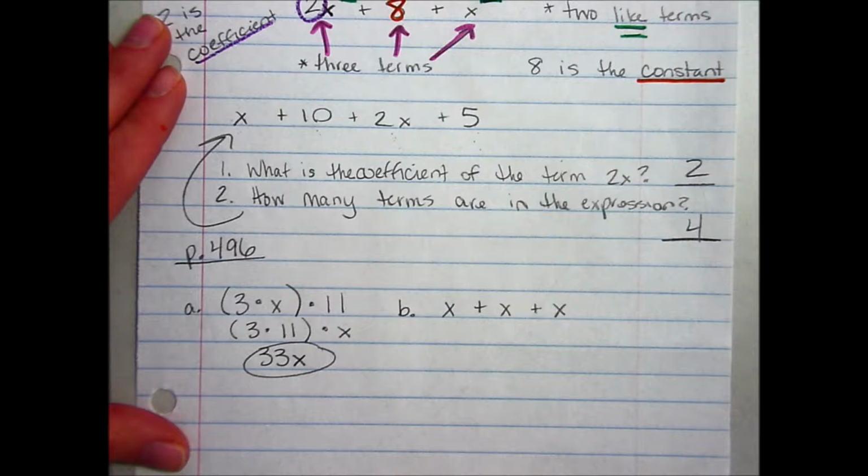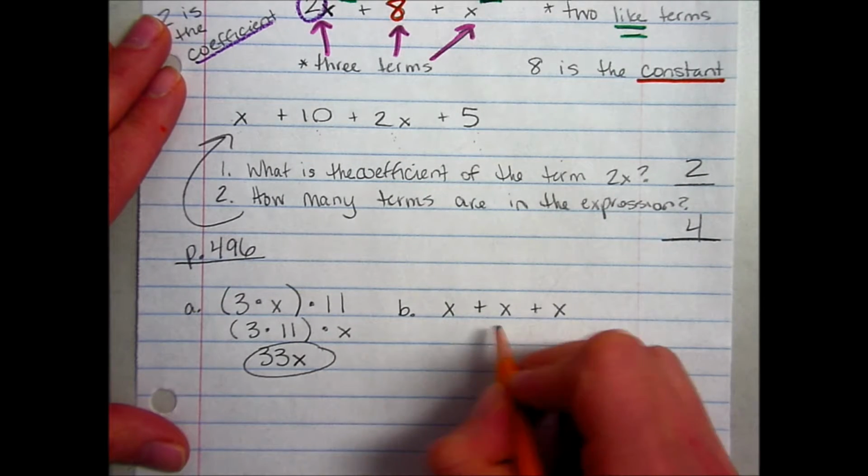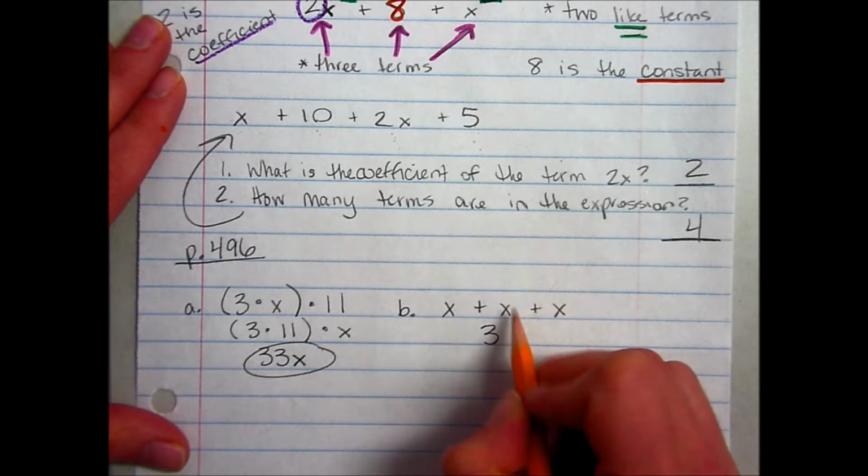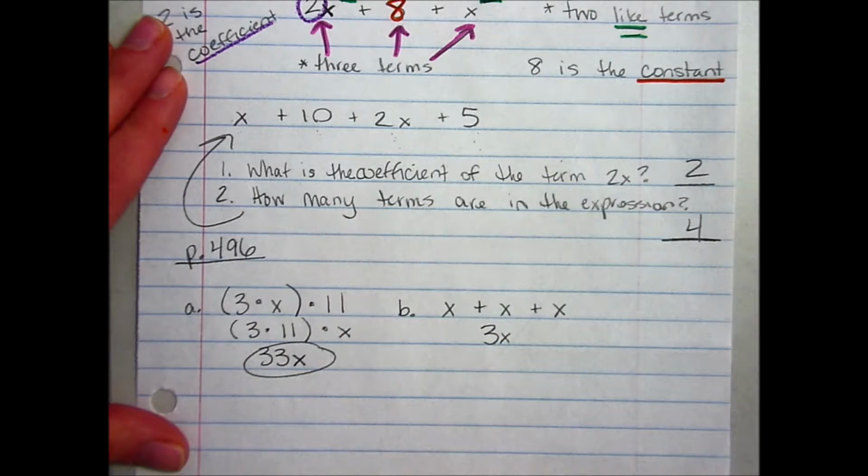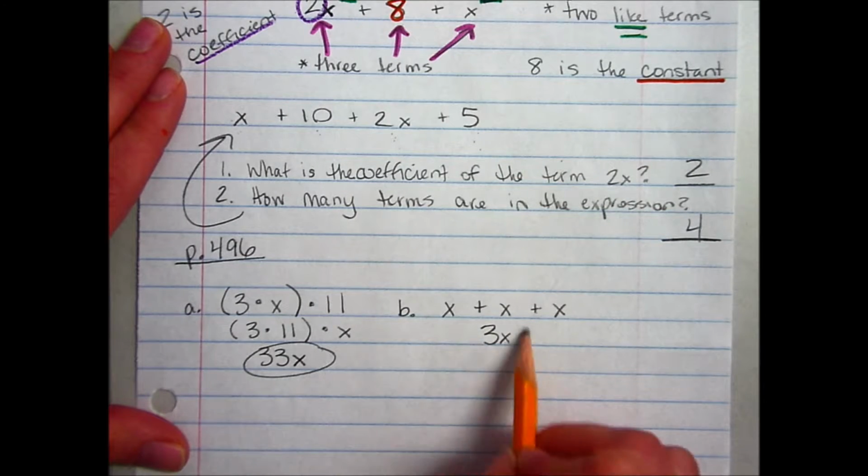All right. How many x's do you see? 3. Okay. Add them together. That's all you have to do. Done.